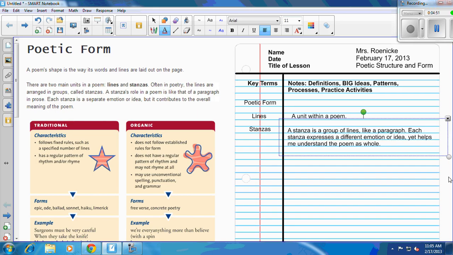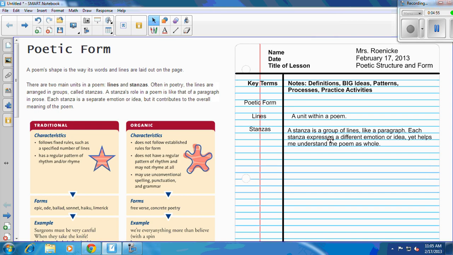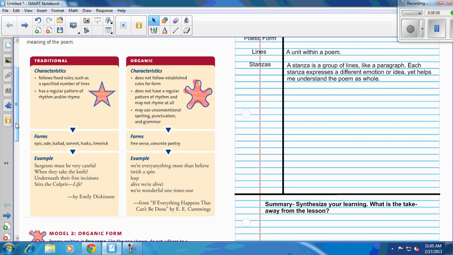So I'm guessing that as I read poetry, I'm going to want to look for how those stanzas are broken up and what the ideas or the emotions are that each stanza is communicating. So I have this funny chart, traditional and organic. So I'm guessing that those are going to be two key terms. I'm going to write those down.